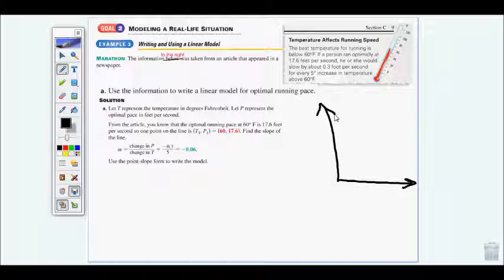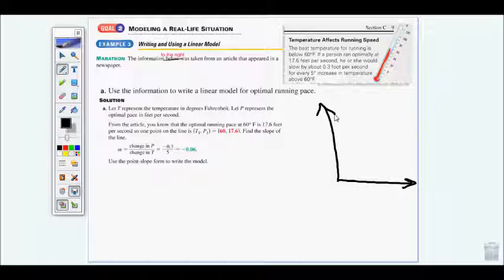This says, I guess we could read this first. It says, the information to the right was taken from an article that appeared in a newspaper. Okay, so it says temperature affects running speed. The best temperature for running is below 60 degrees Fahrenheit. If a person ran optimally at 17.6 feet per second, he or she would slow by about 0.3 foot per second for every 5 degrees increase in the temperature above 60 degrees Fahrenheit.